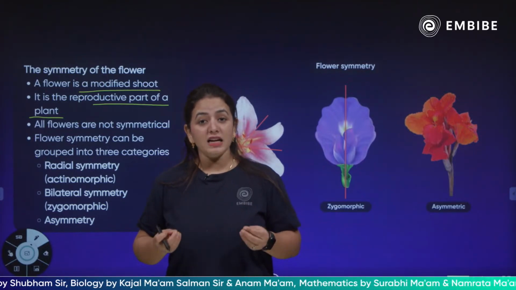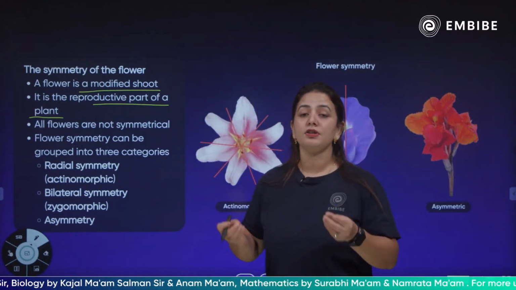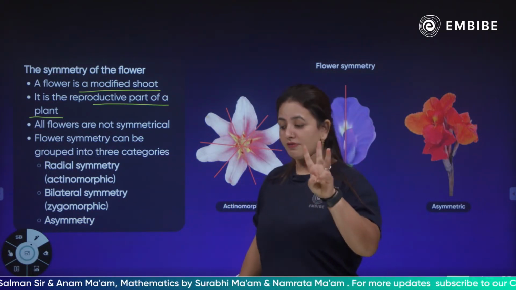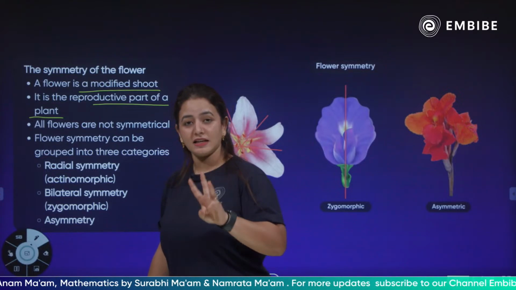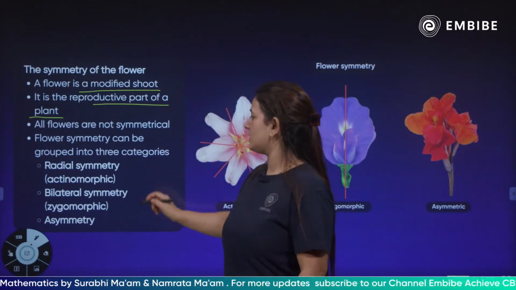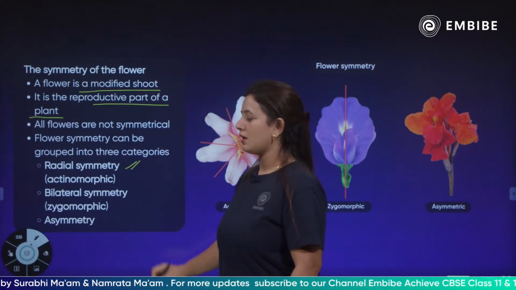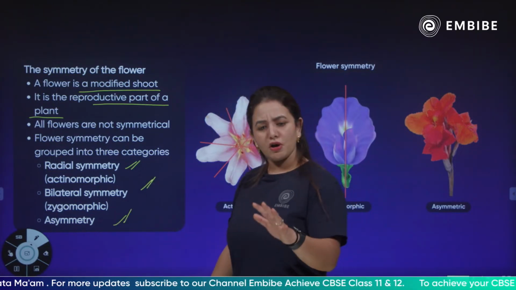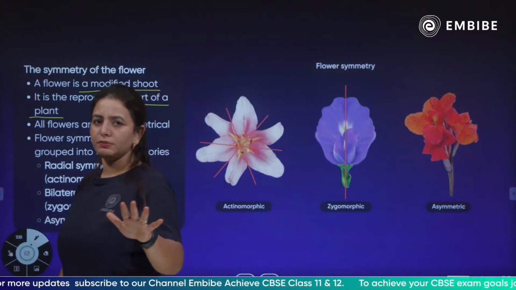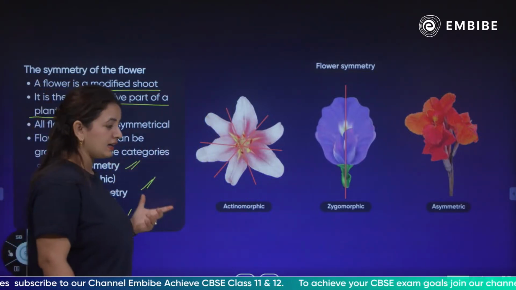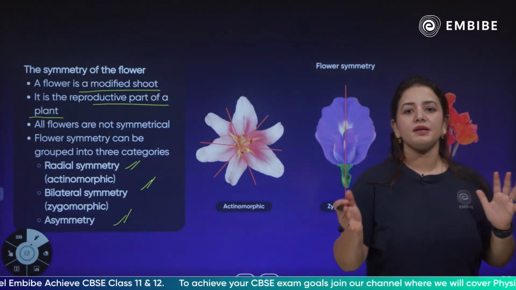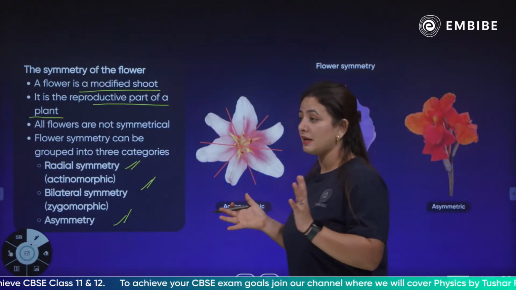On the basis of that symmetry, we have classified all the flowers into 3 categories. We have described them in 3 categories, and that is radial symmetry, bilateral symmetry and asymmetry. Of course, we are going to discuss each and every one of them, don't worry, but these are the categories in which we keep all the flowers on the basis of their symmetrical or not so symmetrical appearance.